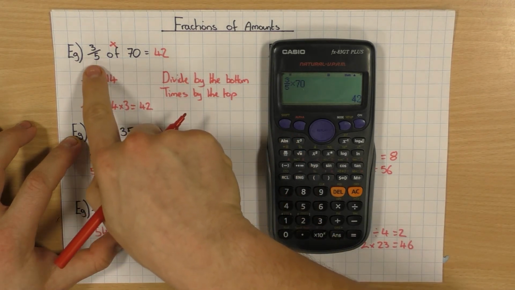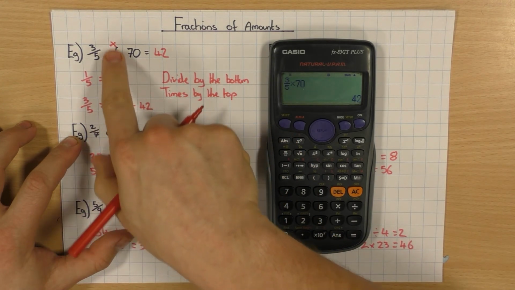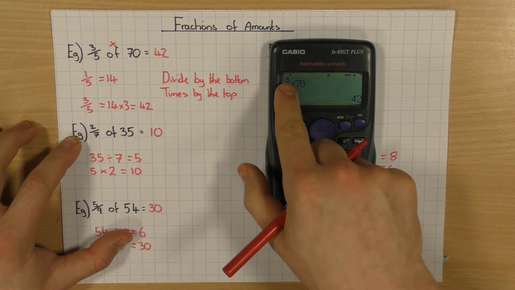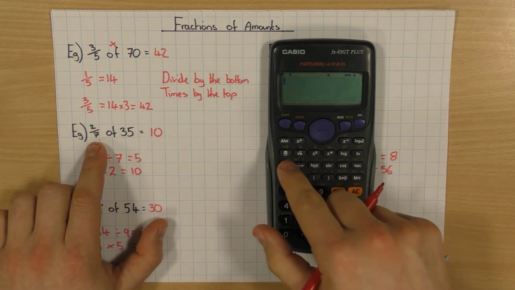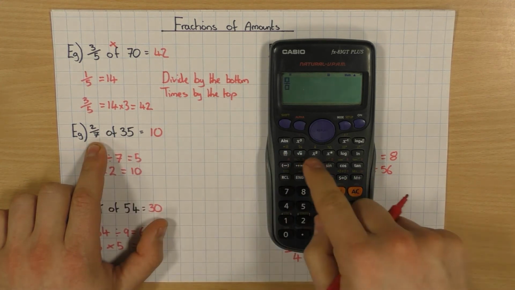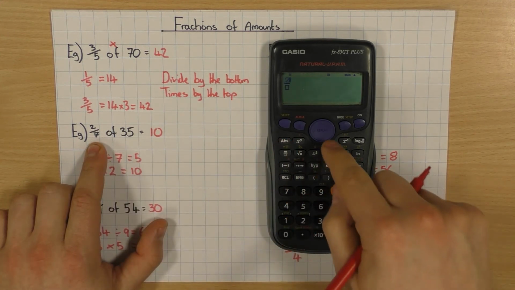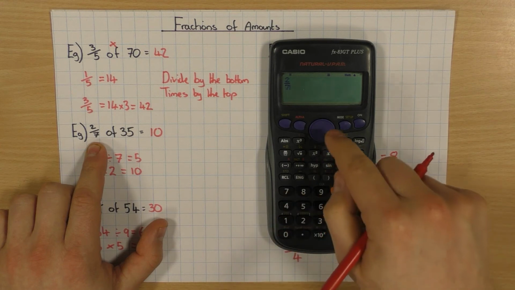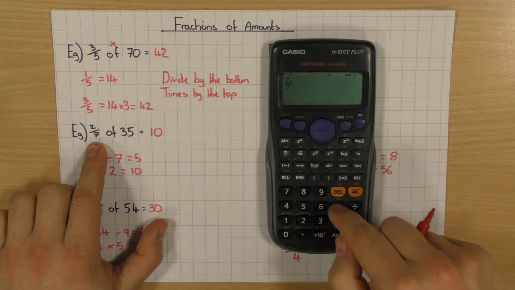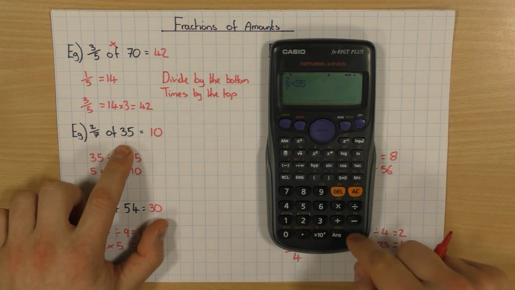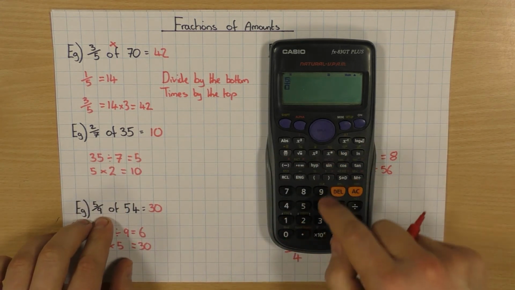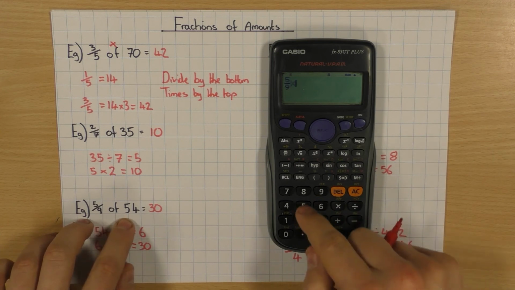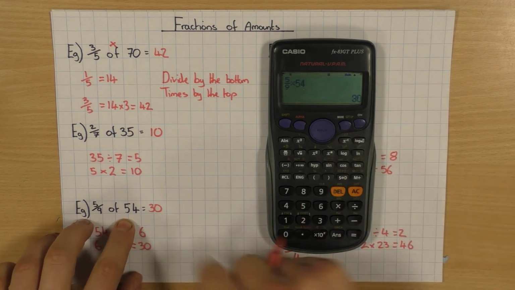So this here, 3/5 of 70, the of means times. So that's what I'm going to do here, 3/5 times 70. Same thing here. So 2 over 7. So press your fraction button, 2, denominator 7. Make sure you press right to get out of the fraction, times 35. And as you see, we get 10. And very quickly, I'll do this one. So 5 over 9 times 54, we get 30.